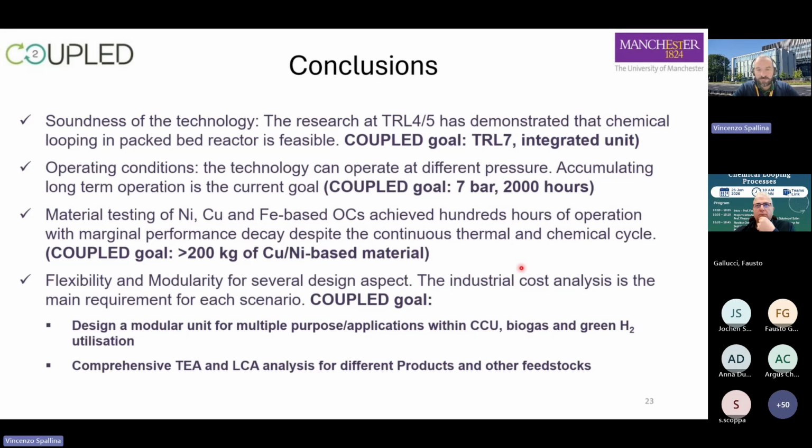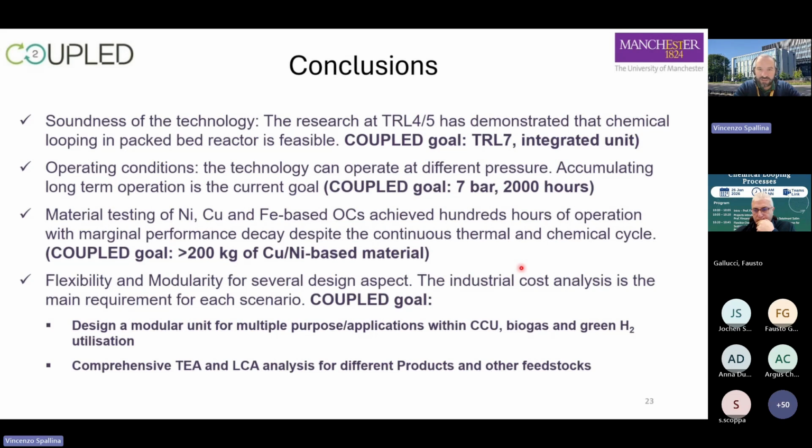Finally, the other point is the flexibility and modularity of the technology. This is a very important aspect because modular technology allows a scale up which does not require an immediate build of a large scale plant, but can be carried out step by step. So that's a way to de-risk financially and also technically the technology.